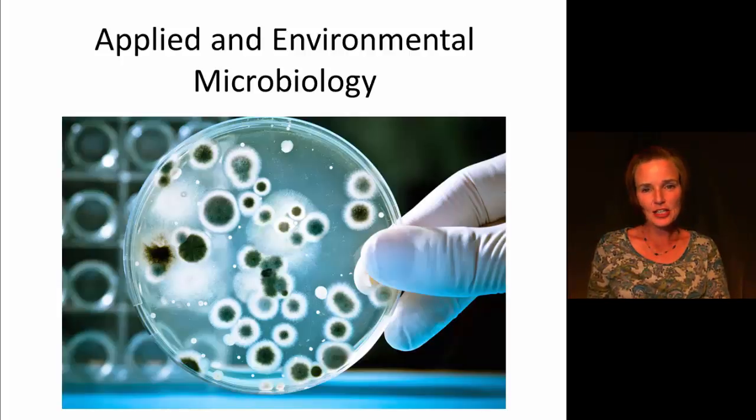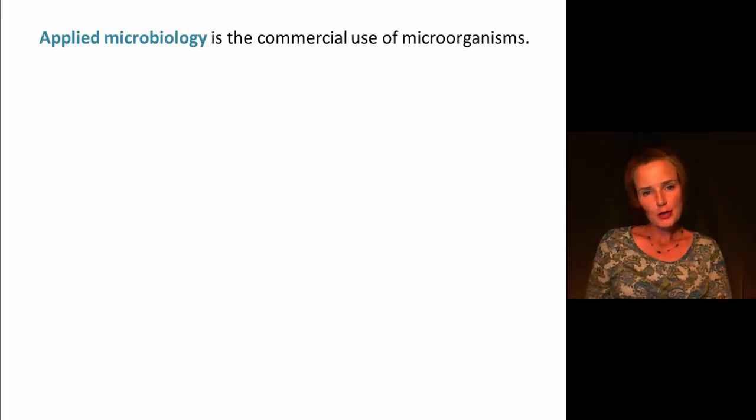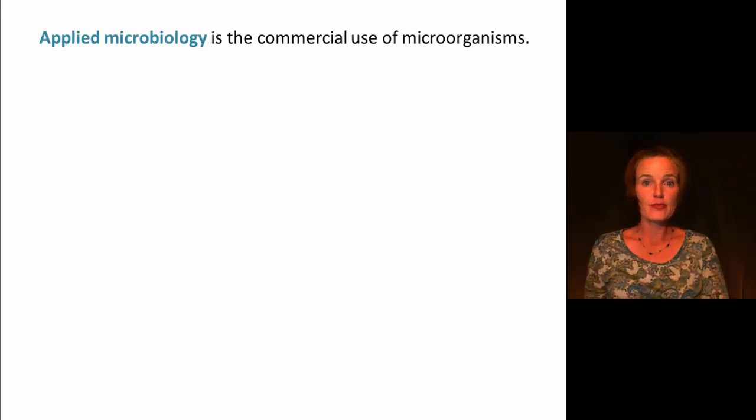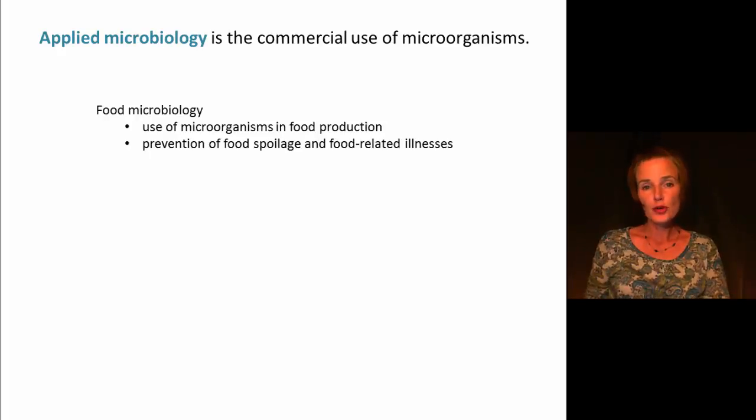In this lesson, we're going to take a look at applied and environmental microbiology. Applied microbiology is the commercial use of microorganisms. These microorganisms can be used for a number of different things, and we really divide applied microbiology into three different categories. Food microbiology is the first one. This is going to be the use of microorganisms in food production. Also in food microbiology, this is including preventing food spoilage and then also food-related illnesses.